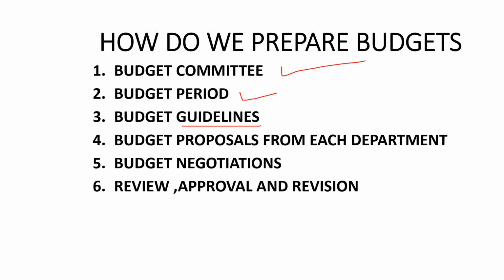You must first have guidelines, so that individual budgets should be able to form part of the master budget of the company. No one must prepare a budget using their own department's guidelines. A budget proposal from each department must be made and submitted to the budget committee for approval. Budget negotiations, review, approval, and revision. This is the last stage of preparing a budget.